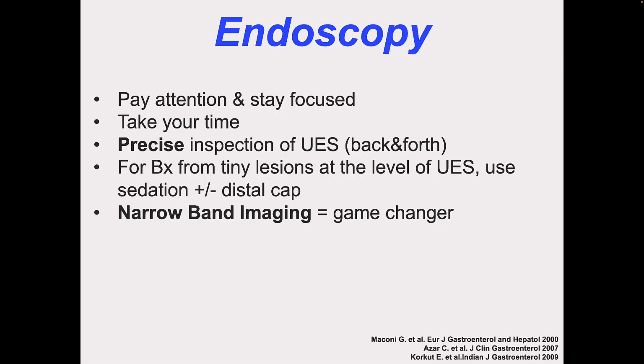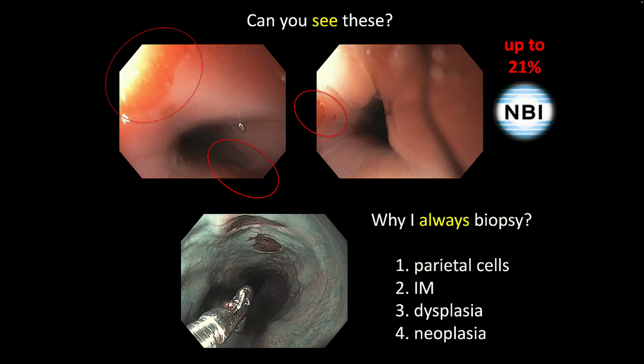Upper endoscopy is paramount in diagnosing inlet patch. But the problem is that many IPs are easily missed due to a lack of precise inspection. To make it easier, we can use sedation, distal cap, and narrow band imaging. NBI is a game changer because prospective studies proved its usefulness in about 20%. I always take a biopsy because I want to know what I'm dealing with, and then I can reliably plan my strategy. So if you spot an IP and don't biopsy, you don't know exactly what to do.